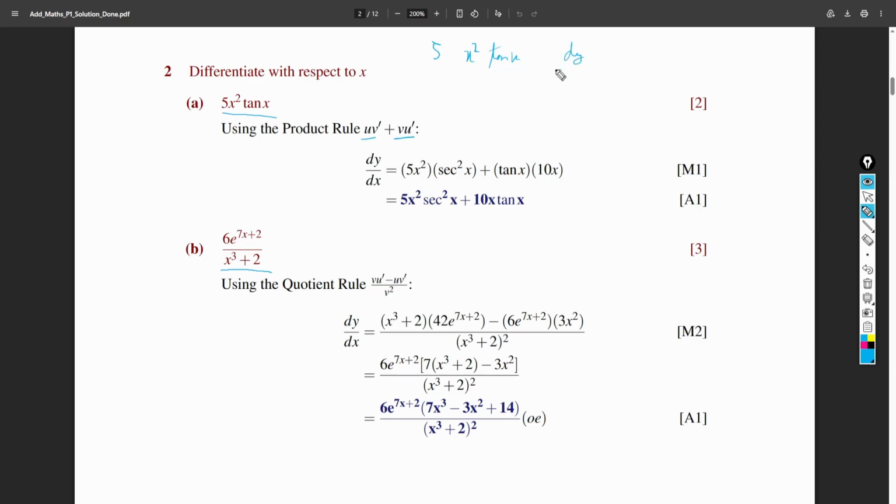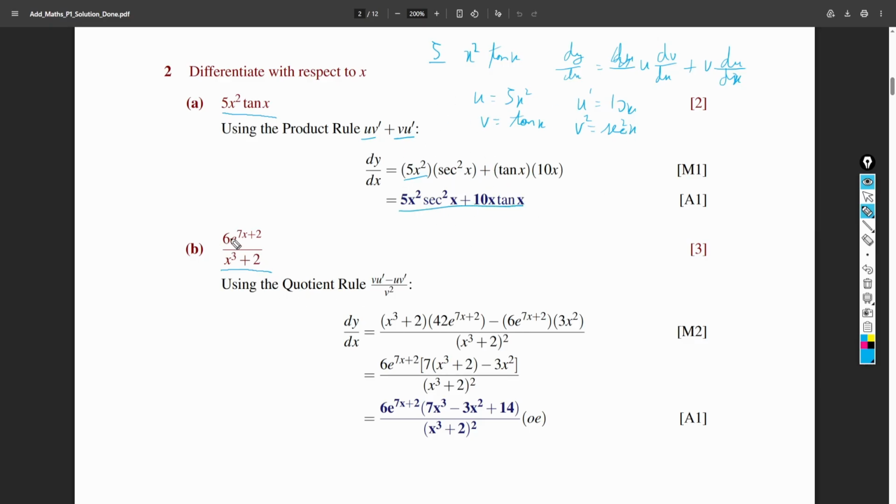Another way you can write it is dy by dx equals u dv by dx plus v du by dx. Both mean the same thing. So we simply do that. We set u equal to 5x square and v equal to tan x. We could have taken 5 separately and done it, or just add it to one of the expressions, it doesn't really matter. So that's what they did here. So the differentiation of u is u prime, which is 10x, and the differentiation of v is sec square x. And now you just simply input them into the formula and then simplify, and that's it.